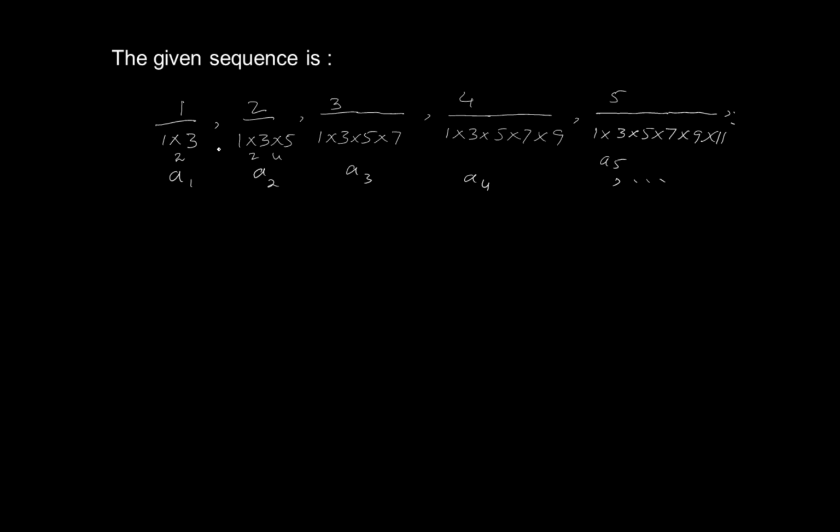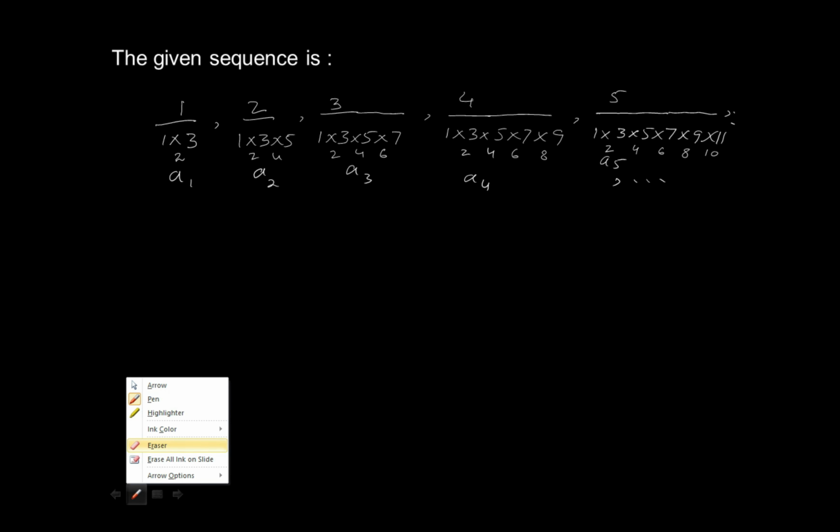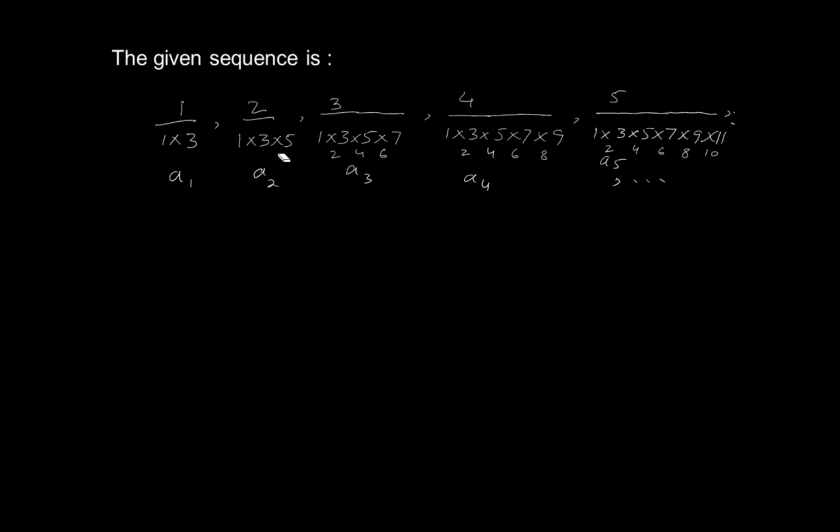Over here in the 3 factorial, 2 is missing. And here in the 7 factorial, 2, 4, 6 are missing. And in the fourth term, in the factorial of 9, 2, 4, 6, 8 are missing. And in the fifth term, in the denominator, the factorial of 11 should be made. So 2, 4, 6, 8, 10 are missing. So we will complete these.